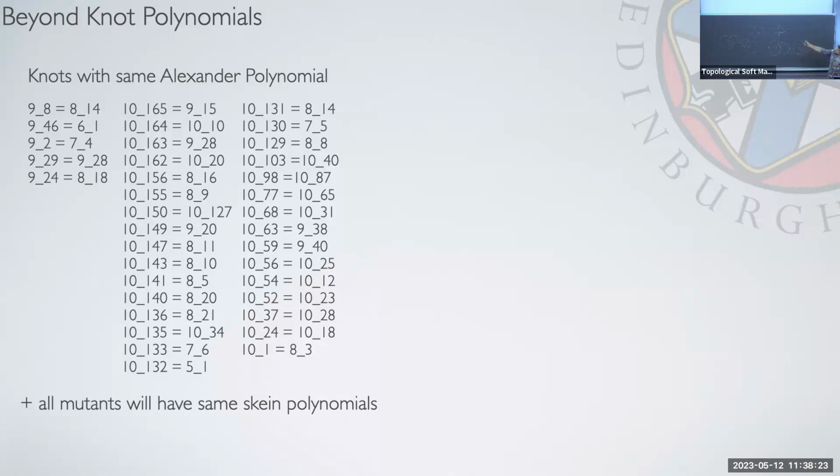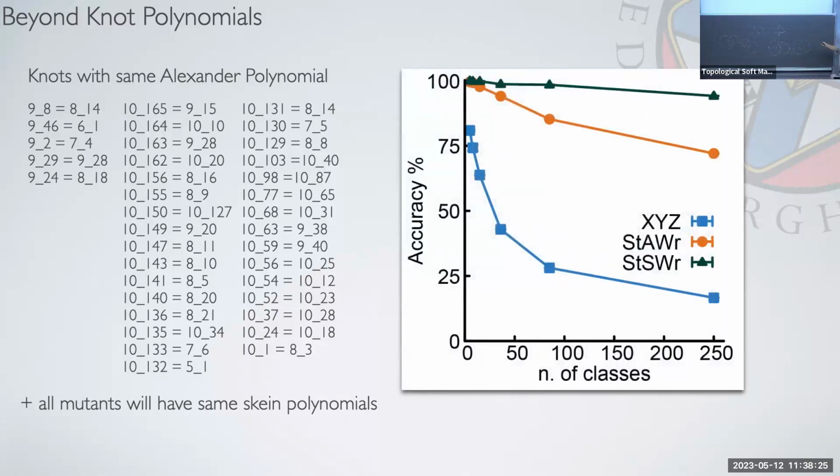So what we did was to monitor the accuracy as we increase the number of classes. With the XYZ, you get down to 25%, with the 9 crossings. With the segment to all writhe, again, you go down to 75%, but here the network is still training, has been training for 3 weeks, I think, and we got to 94%, and it's still training.